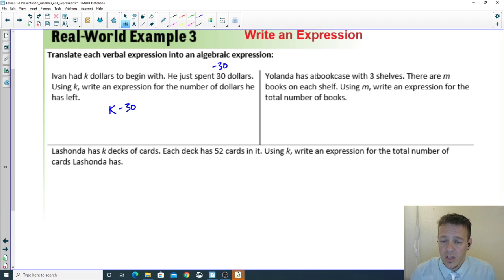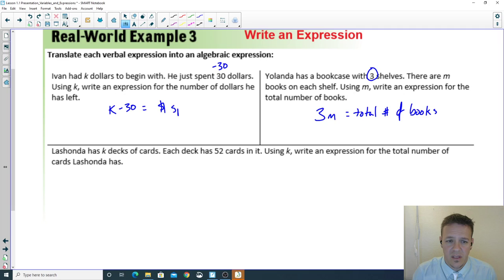Not too hard. Yolanda has a bookshelf with 3 shelves. So 3 is the number. Make sure we have that. There are M books on each shelf. So we have M books. Using the expression M, write one for the total number of books, right? So it'd be 3M equals, then you could put total number of books. So let's write that down here. Same with over here, this would be money spent. So understand what you're doing.